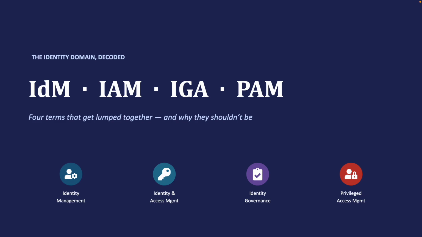Hi there. If you're learning about the identity domain or getting into it, it's very likely that you will come across this terminology. You'll come across people talking about identity management, IDM, identity and access management, IAM, identity governance, IGA, and privileged access management, PAM. So in this video, we are going to decode all these things to show you what the differences between these terms are and how they are related. Let's get started.